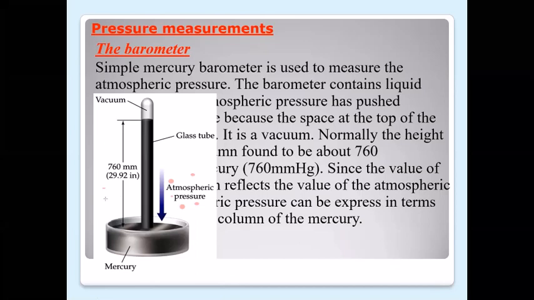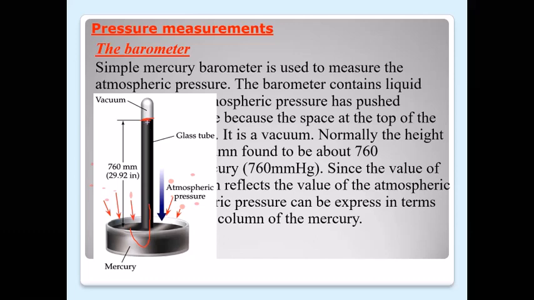These air particles are moving randomly. As they are moving randomly, they collide with the surface of the mercury. As they collide with the surface of the mercury, they force this mercury to rise in the tube. The mercury will rise to a certain level and then it will stop rising. Why will the mercury stop rising? Because what happened?